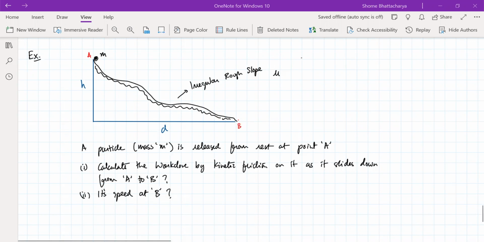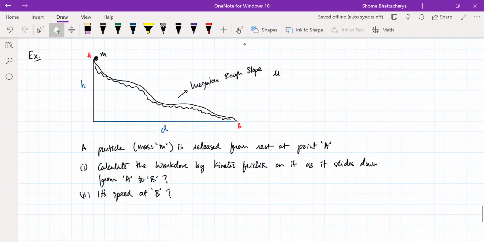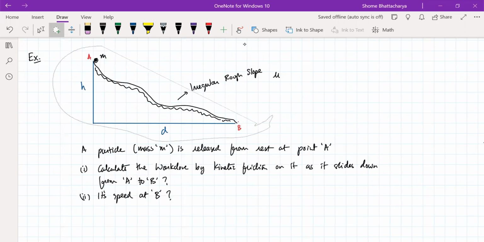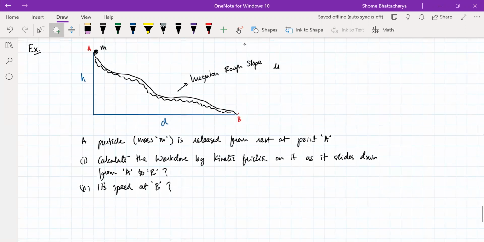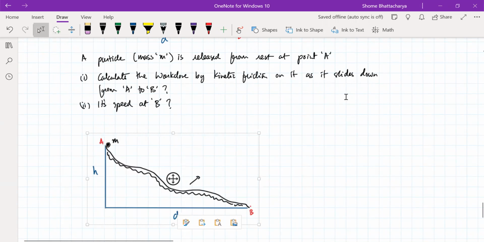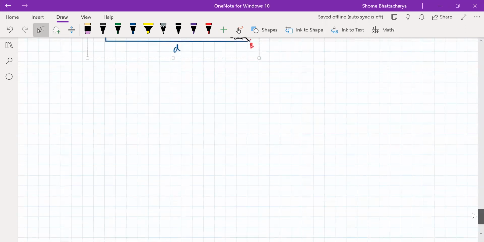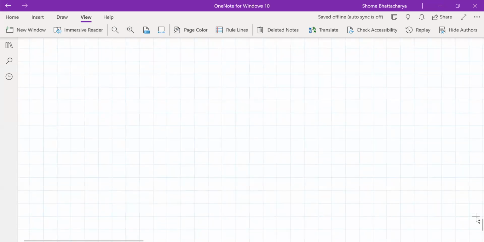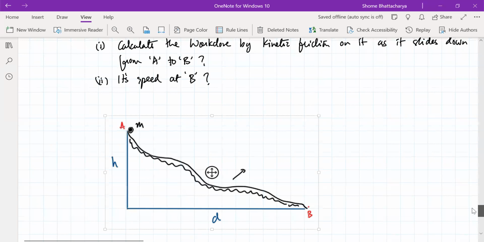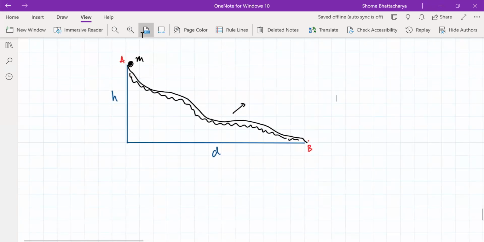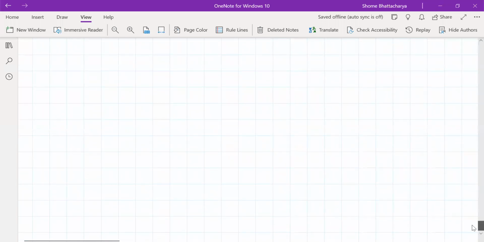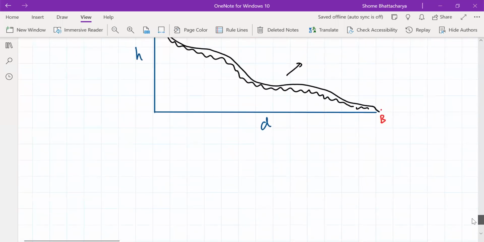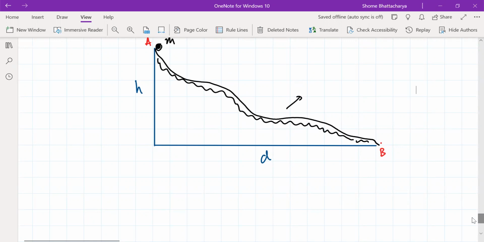Okay, so let's understand this question in detail. The thing here is we have to understand an instantaneous free body diagram at some point of time. So we have to understand a situation something like this, that at some instant the particle is at some intermediate position between A and B, and it makes a differential displacement. How do we deal with that?